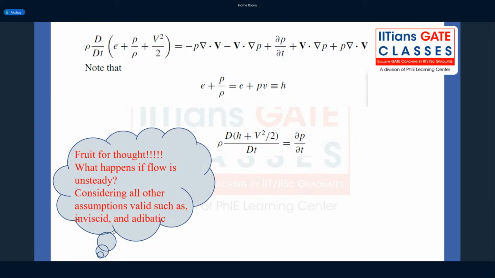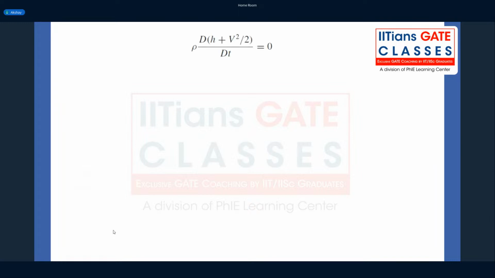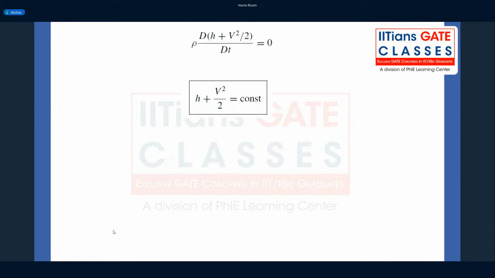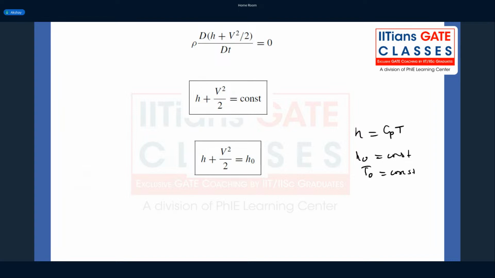Okay, so this is also not required, the fruit for thought. We will discuss this in our actual session. So the idea here is we define what stagnation enthalpy is. Further, if I also add that I am dealing with calorically perfect gases, I can always write H as Cp times T. So if H naught is constant, that also means T naught is constant, because Cp is already a constant. So this is the stagnation temperature definition.